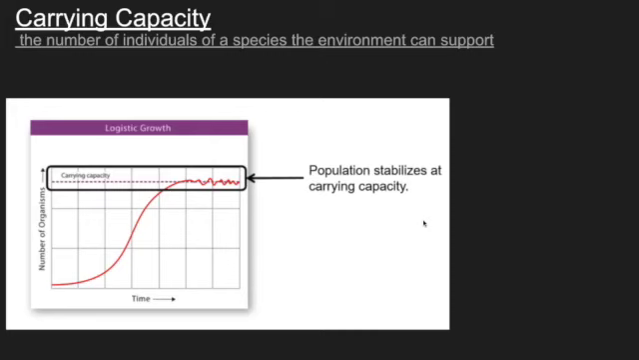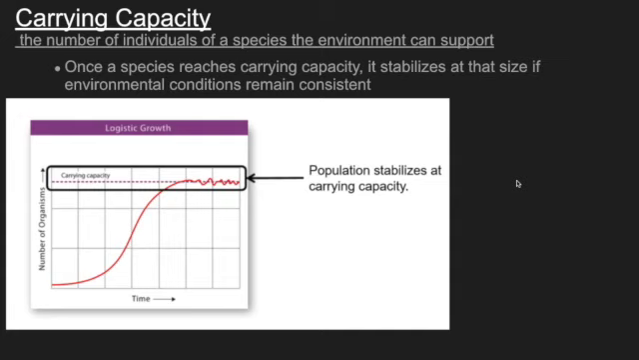Okay. Carrying capacity. This is just the number of individuals of a species that an environment can support. So we don't live in ideal conditions. That's just really not possible. So once a species reaches its carrying capacity, it stabilizes. And then if the environmental conditions remain constant, we want to kind of ignore some limiting factors if we're talking about it stabilizing and remaining constant or consistent.